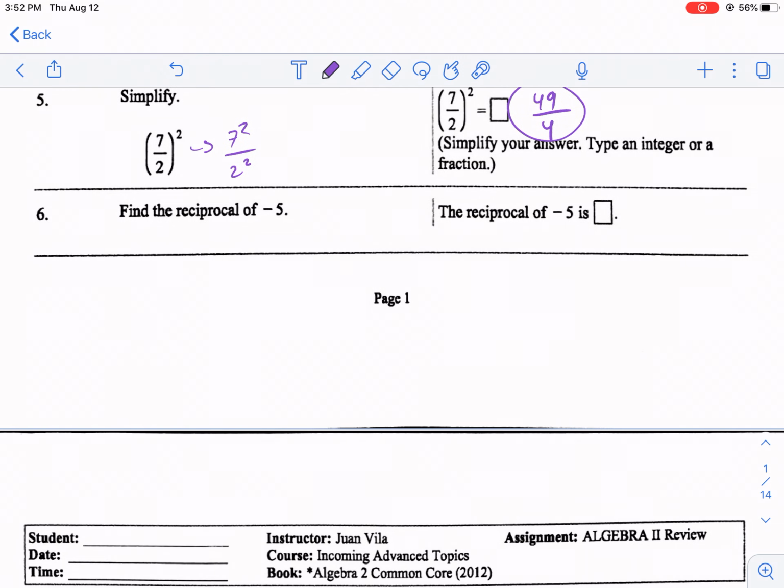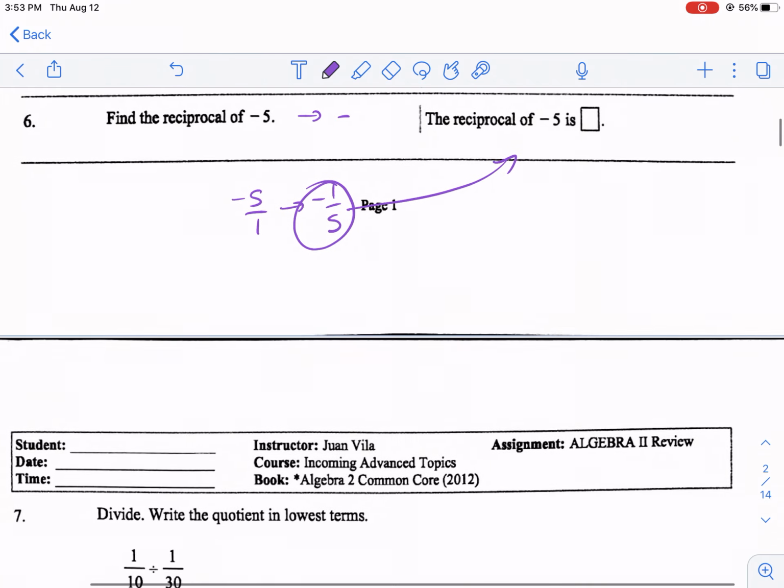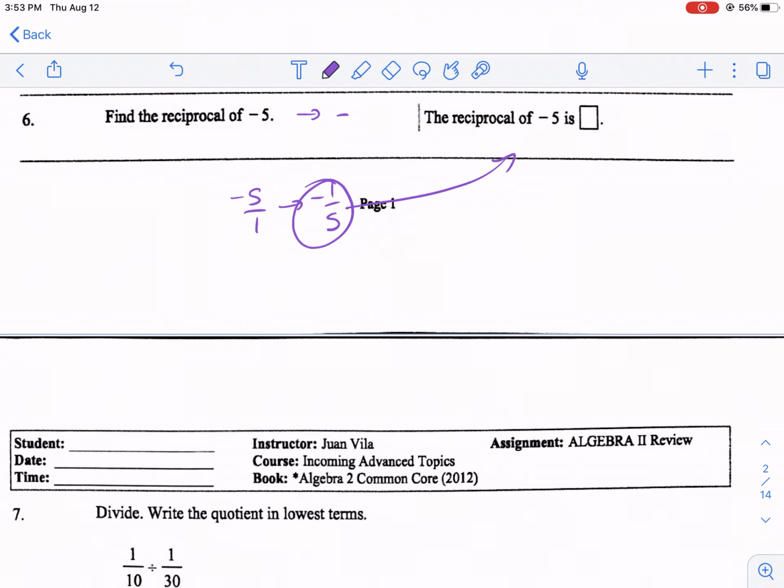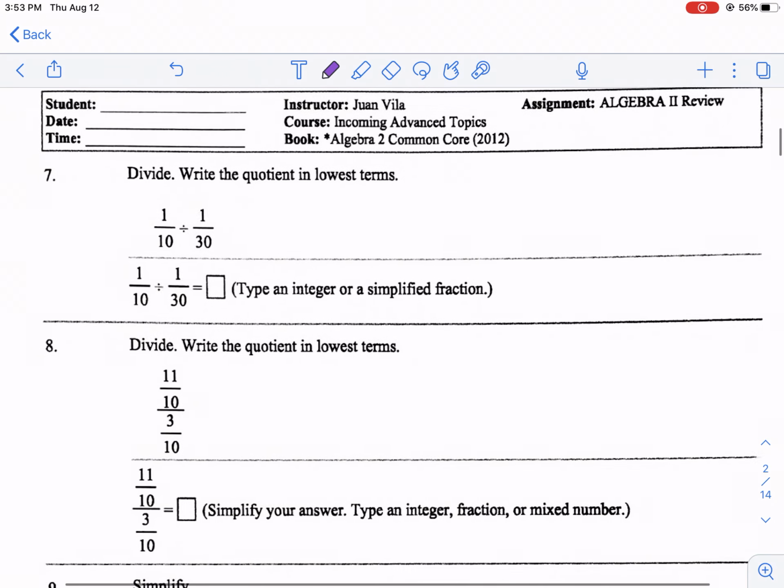Find the reciprocal of negative 5. Well, the reciprocal does not mean we do anything with that negative. It's going to stay negative. And then because we can rewrite this as negative 5 over 1, the reciprocal would be negative 1 over 5. So that is the reciprocal. A lot of times in parallel and perpendicular lines, you'll see opposite reciprocal. That's not the case here. They're just asking for the reciprocal.